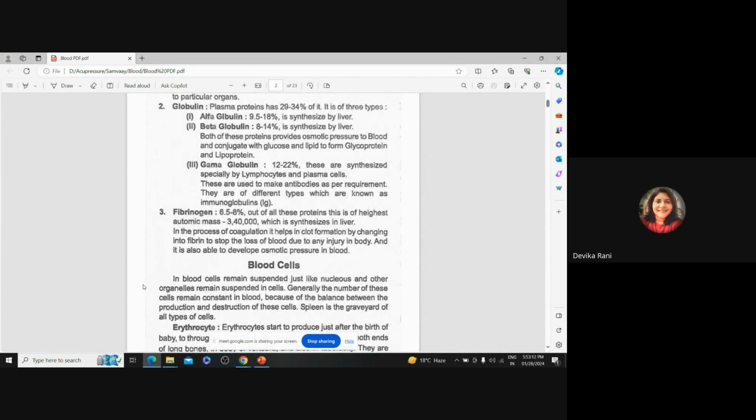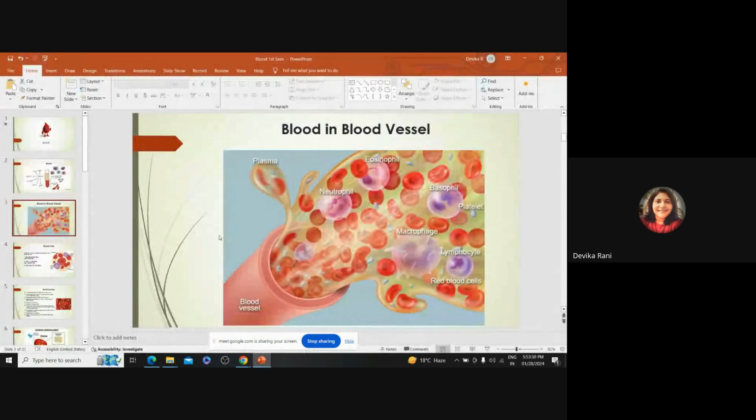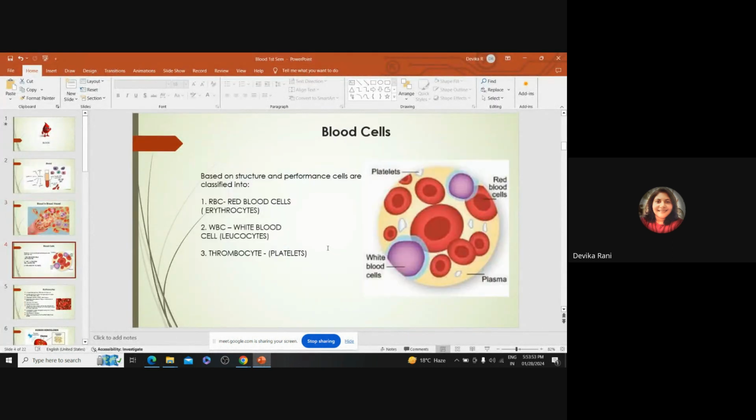Okay, now blood cells. In blood, the cells remain suspended, just like the nucleus and other organelles remain suspended in cells. Right? Generally, the number of these cells remains constant in blood. Obviously, because a certain level has to be maintained, because any imbalance will lead to disease and issues within the body. There has to be a balance between the production and destruction of these cells. And spleen is the graveyard of all types of cells. So now I'll move on to looking into the cells from here.